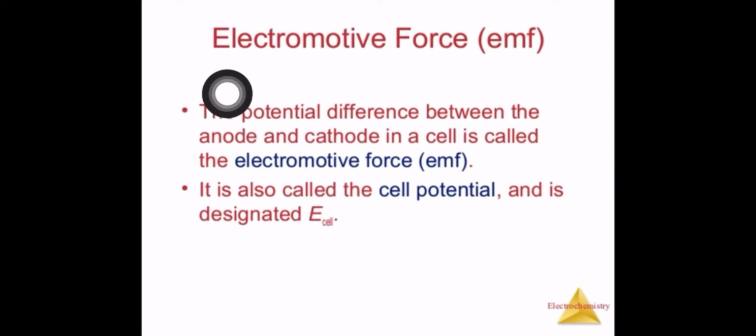Okay, so let me brief you about electromotive force. The potential difference between the anode and the cathode in the cell is called the electromotive force, that is E that we are writing, right? It is also known as electrode potential, and it is denoted as E cell. This is E cell, the whole. If I am writing E⁰cell, it means it will be the standard value.